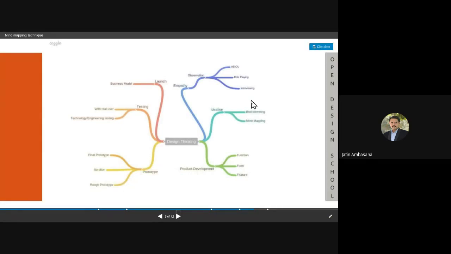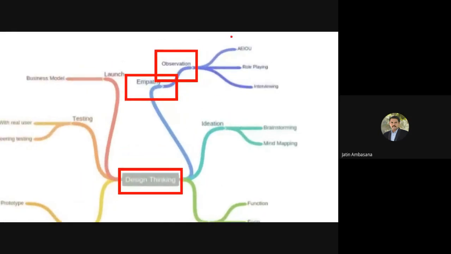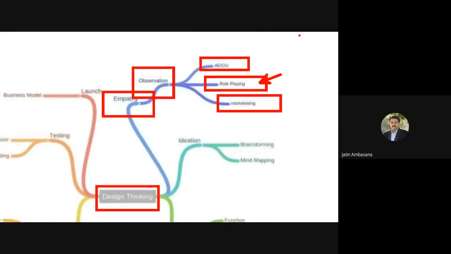Okay, so this mind map has been made for design thinking. Why do you use design thinking? Okay, basically to develop empathy among your users. For empathy, what do you do? You do the observation, and to do the observation, what do you do? You basically note down the observation through an AEIOU sheet. You do the role playing, or you interview your user. Okay, role playing means to do the work that they are doing, be a part of their regular routine.